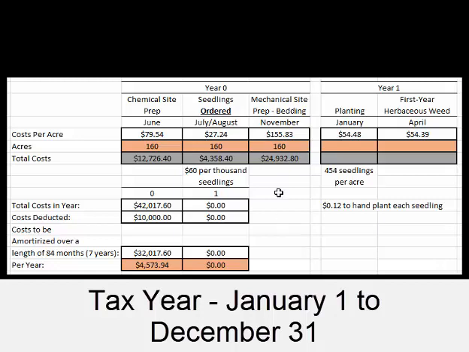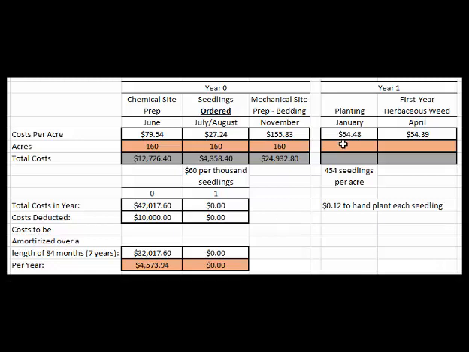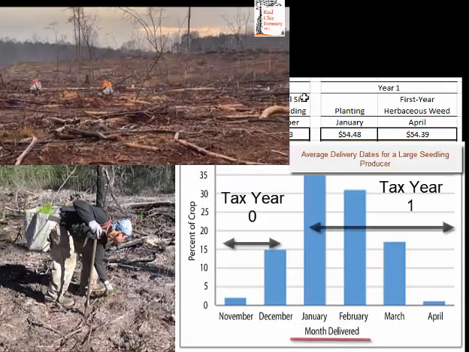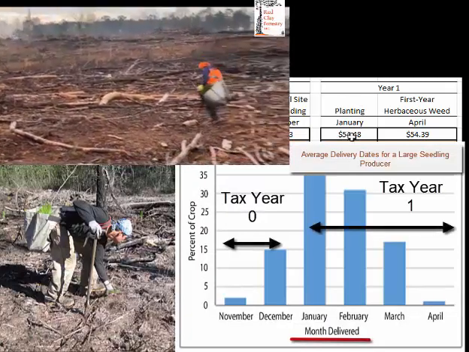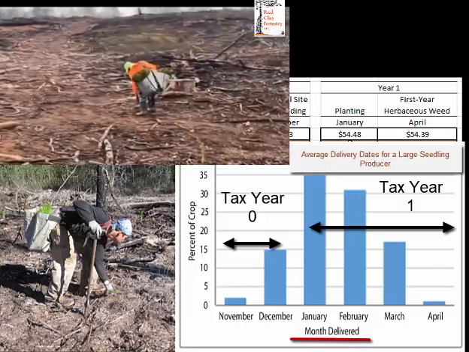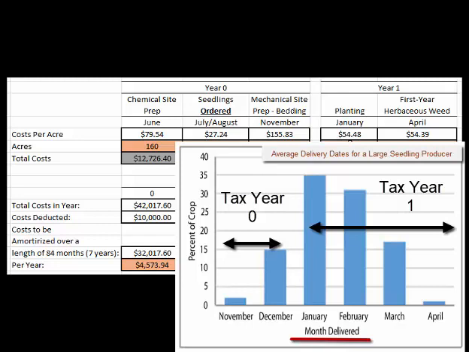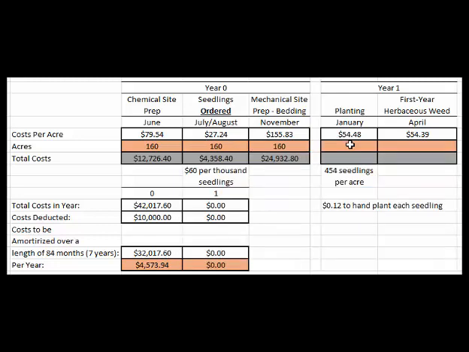And so now we're going to plant in January of year 1. It's a new tax year. And remember, everybody, we ordered in year 0, July, August, September, somewhere around there, and we're going to actually do the actual planting operation in January. Now, I believe if you have any cost incurred with obtaining the seedlings, you can also deduct or amortize that. You can put that into your reforestation cost.